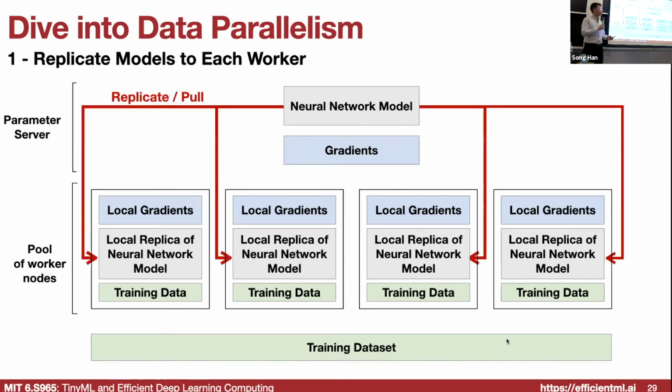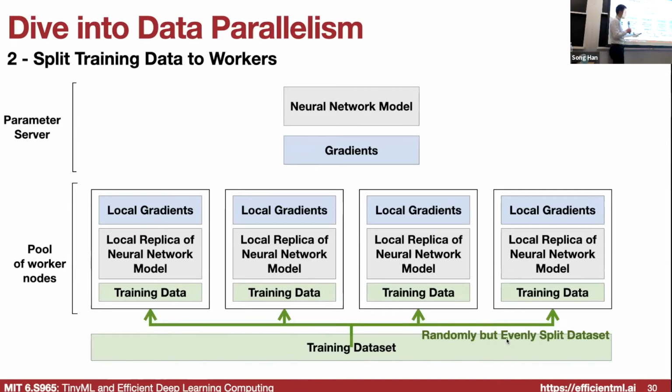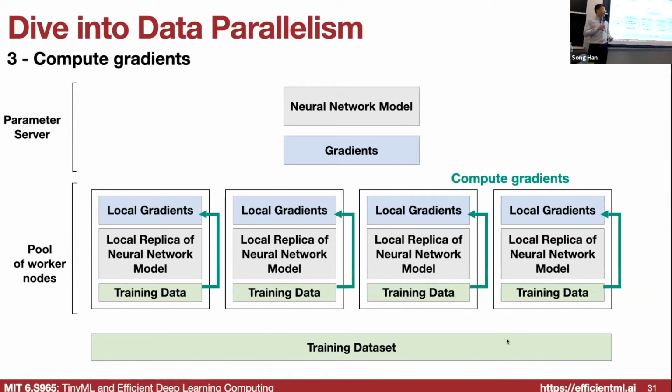To begin with, we replicate and pull the parameters of the neural network from this parameter server to each worker. We have replicated exactly the same neural network model. Say if it is ResNet-50, then we have about 25 million parameters. So each worker has exactly the same copy of these 25 million parameters. And now we are dividing the training data set. Say we have 1 million images, like ImageNet. Then each node gets 250,000 images as its training data. And then each node is going to compute the gradient over these 25 million parameters on its own training data and calculate a local gradient.